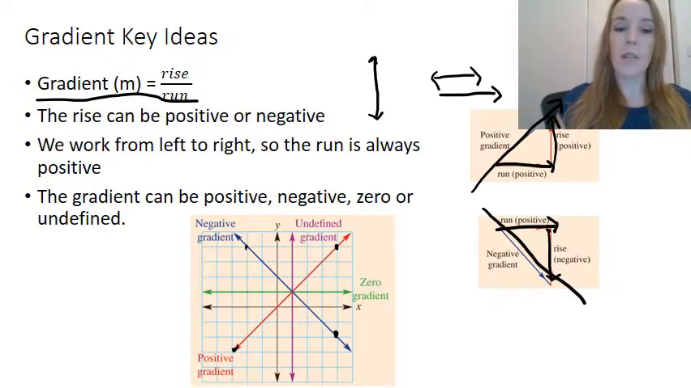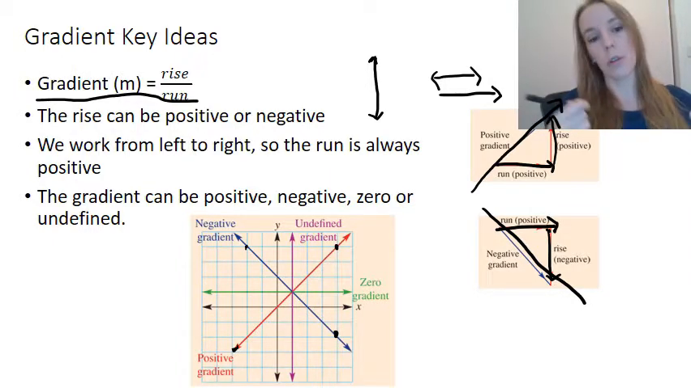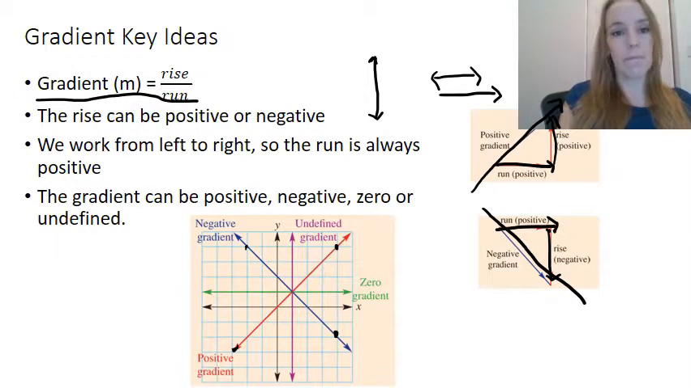We've also got undefined gradient in purple, so any vertical line will have an undefined gradient, and in green it's a zero gradient. So any horizontal line will have a zero gradient because as you move left to right, it's not changing at all, so it's called a zero gradient.